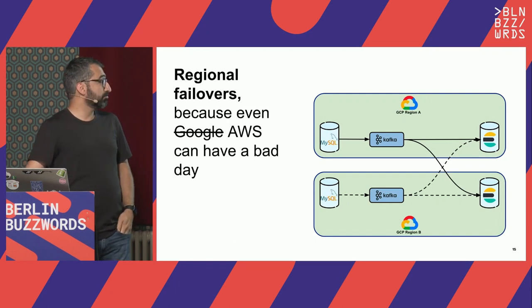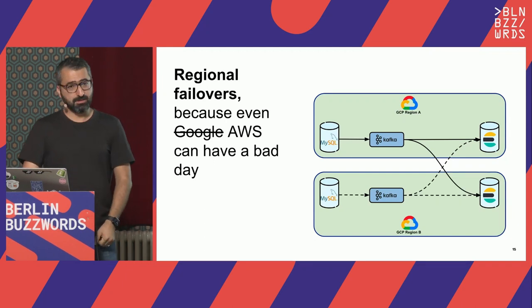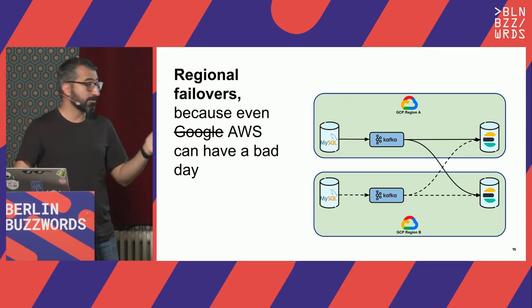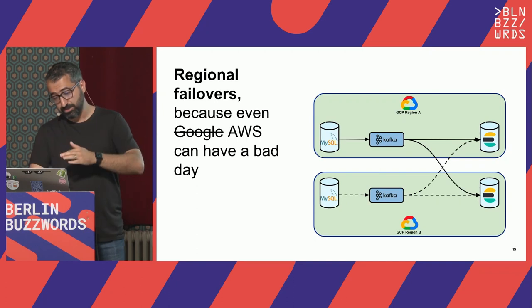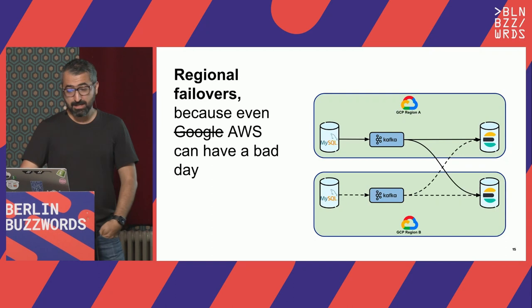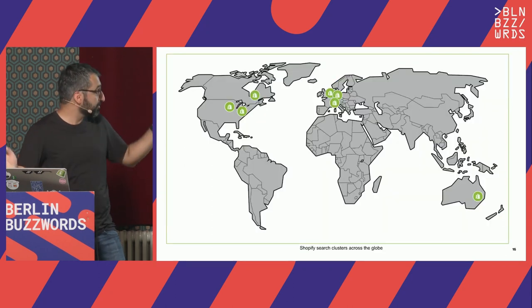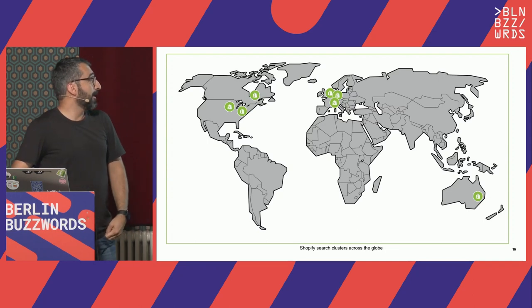And so to do that, we've had to build mechanisms for load balancing. We have endpoint control where we can gradually shift traffic, or we can fully shift traffic in case of a disaster or in case of maintenance. So what that gives us is a distributed cluster architecture across the globe.